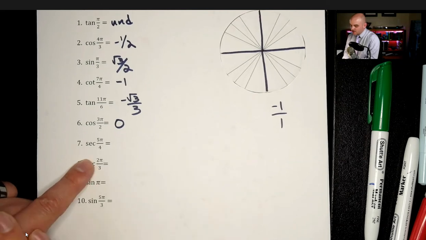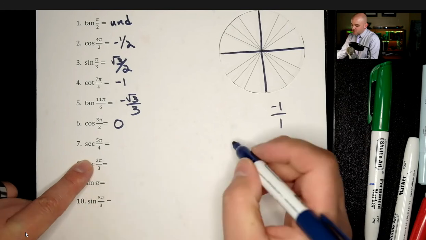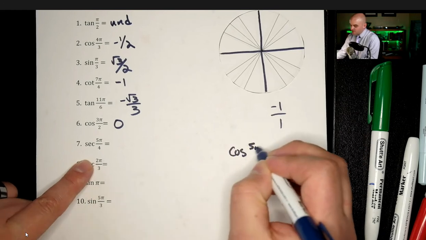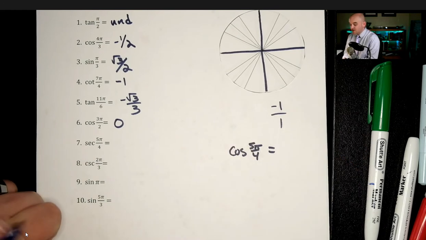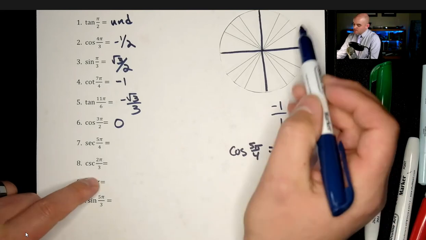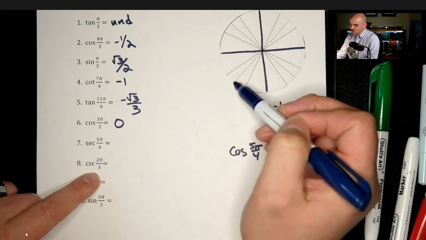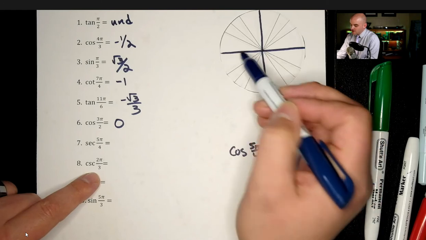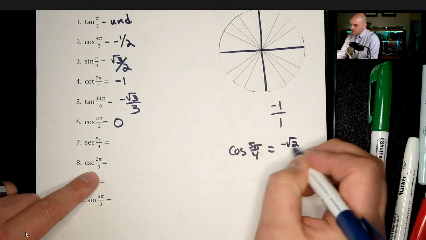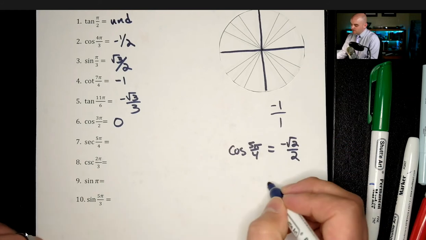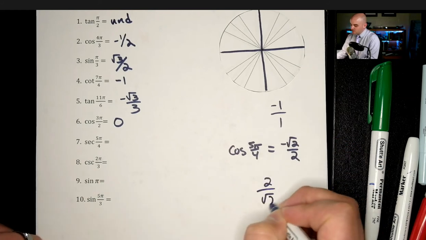The secant of 5 pi over 4. So remember that s pairs with c, so I'm going to figure out what the cosine of 5 pi over 4 is first, and then I'm going to flip it. So at 5 pi over 4, we are 1 pi over 4 past 4 pi over 4, which is going to be right here. My cosine value is going to be -√2 over 2. If I flip that, I get 2 over √2.